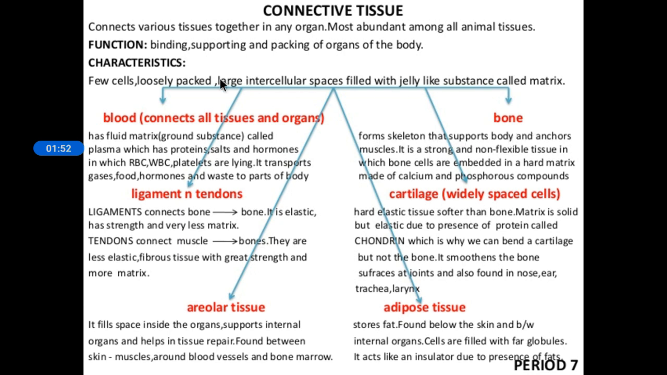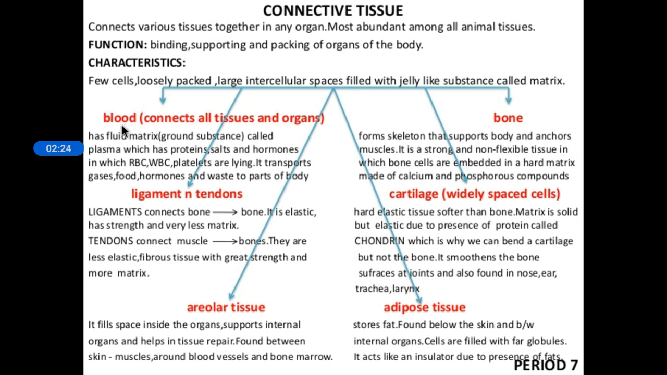Okay, so here you can see the different types of connective tissue which we are going to study in detail, that is blood, bone, ligament and tendons, cartilage, areolar tissue and adipose tissue. So the first one is blood. Blood we are all very familiar with, and we studied it in detail in our lower classes. So is blood solid or liquid? Yes, it is fluid, right?